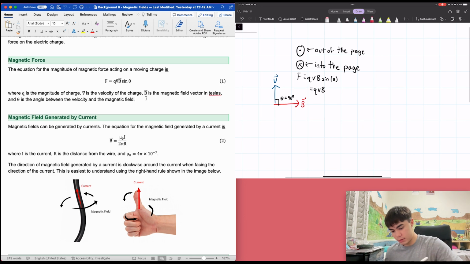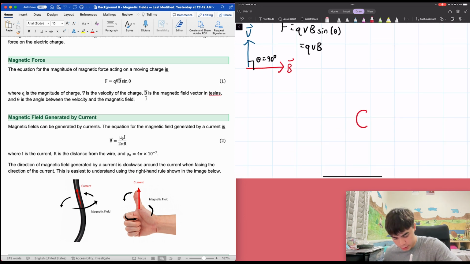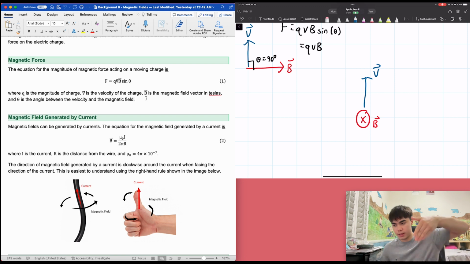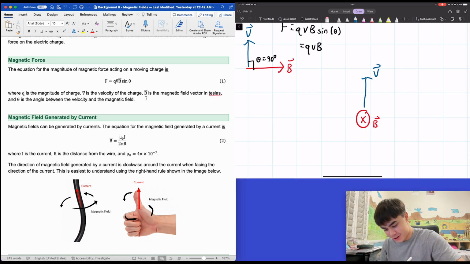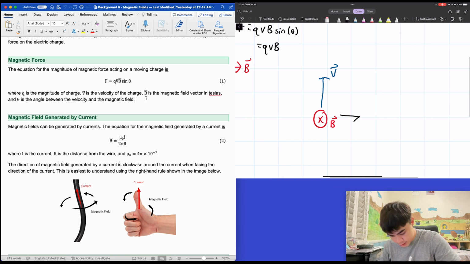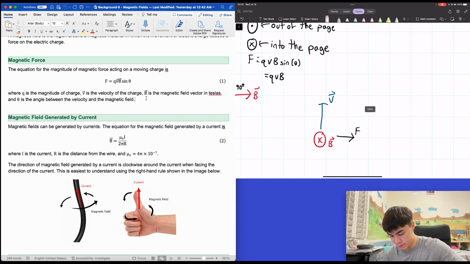So for one more example, if the magnetic field is into the page and the velocity is forward, then I point my fingers in the direction of the magnetic field, which for me is into the page, then the velocity is going forward in front of me, so I curl my fingers in front of me, and then my thumb is pointing to the right, so the force on the charge is to the right if it's positive, and to the left if the charge is negative. Yeah, that's all there is to it.